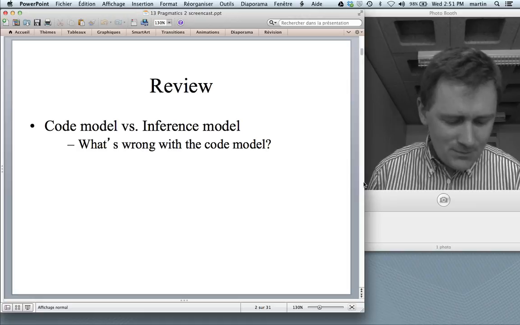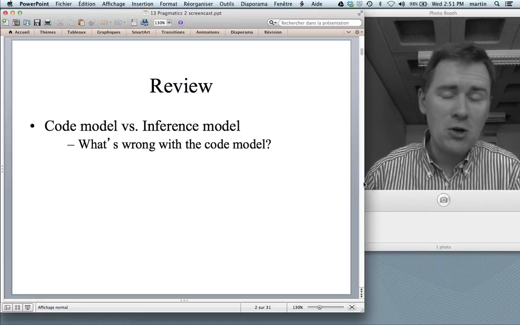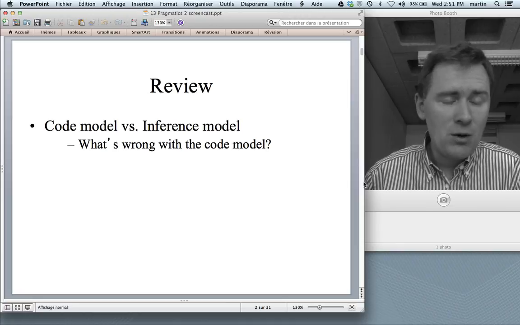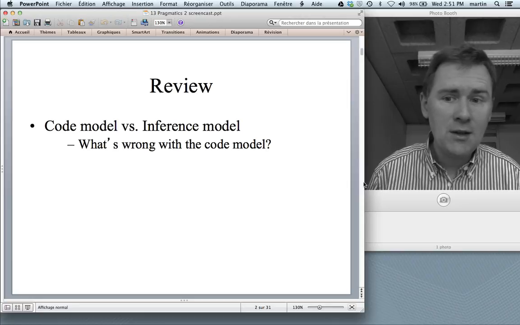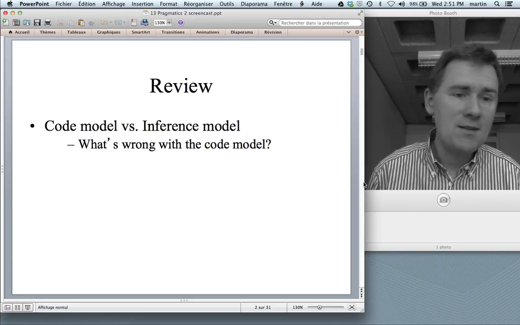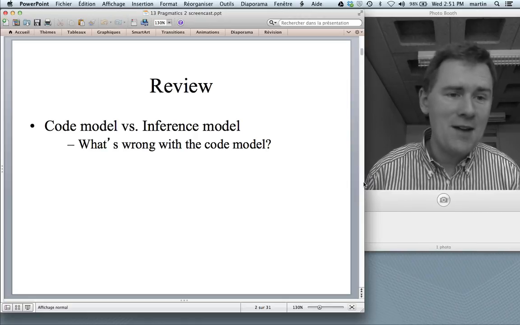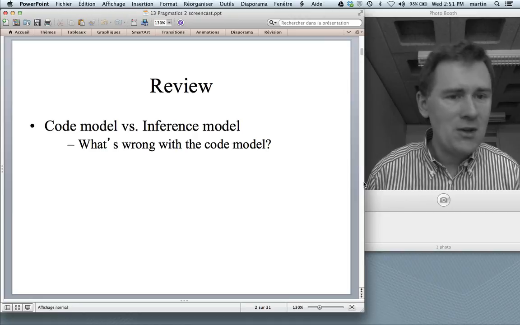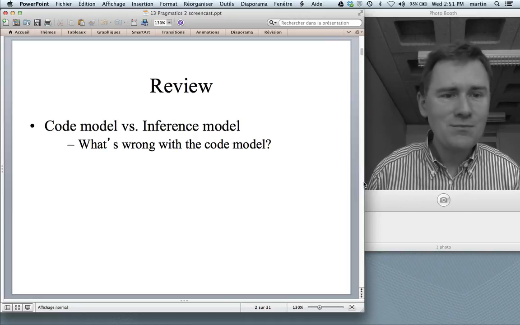Okay. I pointed out that there are certain problems associated with this model. And the first problem is that the code model disregards context. It's context-free. That's problematic. And the second problem is that it disregards the activity of inferencing, okay? The active meaning-constructing part that the hearer accomplishes.